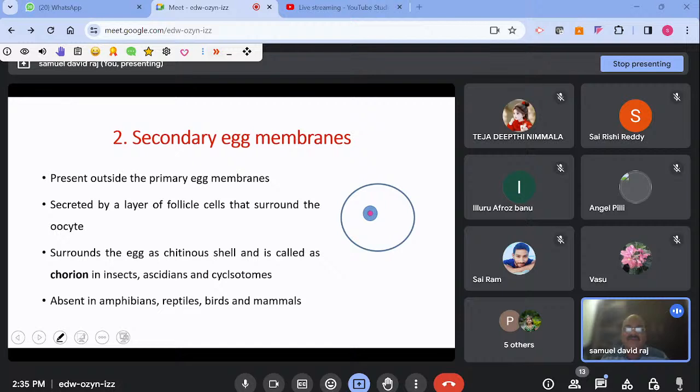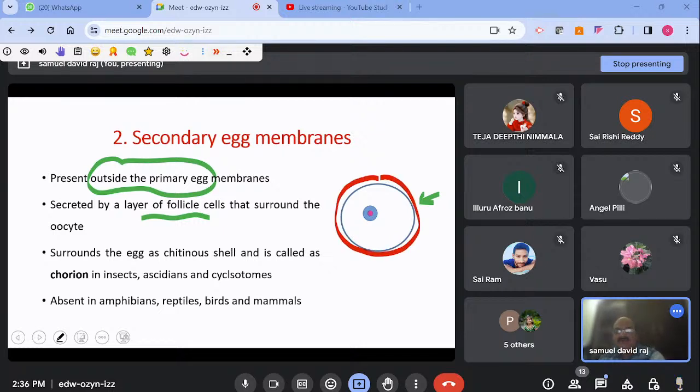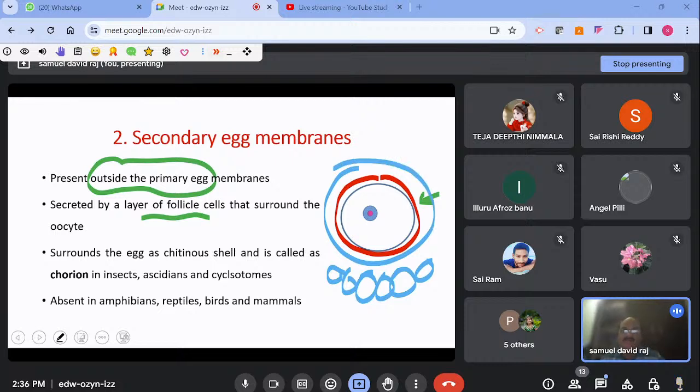Next, coming to the secondary egg membrane. These are the membranes present outside the primary egg membranes. These are secreted by a layer of follicle cells that surround the oocyte. That means the ovum cannot secrete it, because the ovum secreted the primary egg membrane, so it is detached from it, around which there are a number of follicle cells, and now these follicle cells secrete a secondary egg membrane. So it is always secreted by a layer of follicle cells that surround the oocyte.